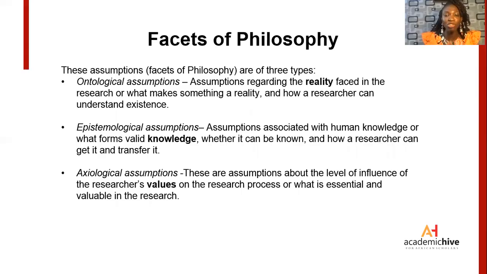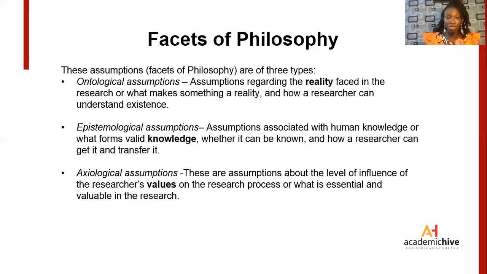Epistemological assumption has to do with knowledge. So for epistemological assumptions, you're thinking about your research in terms of what do you want to know from your research? How do you want to know it? That thing that you're going to know, how do you want to transfer that knowledge? So epistemology is concerned about knowledge, while ontology is concerned about reality.